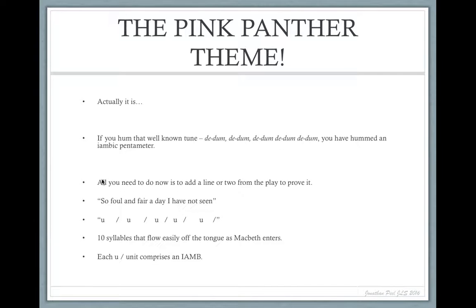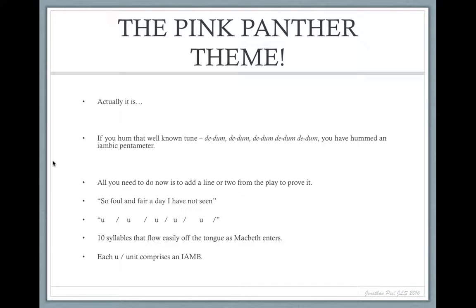and the basic form of that is, of course, the Pink Panther theme. And it is, which might be a surprise, but if you hum the well-known tune, da-dum, da-dum, da-dum, da-dum, da-dum, you find that you've hummed an iambic pentameter as long as you stop there.